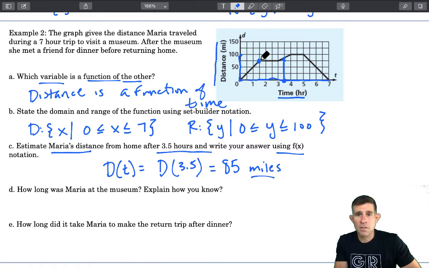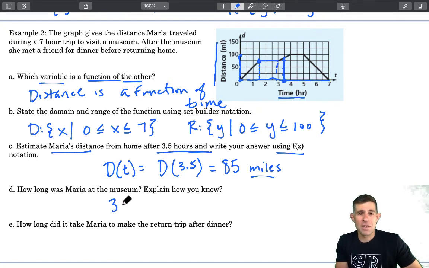Looks like here, this flat line indicates that she's not traveling further away from home at this time. So it looks like from an hour and a half to maybe 3 hours, Maria is at the museum. So how long is Maria at the museum?